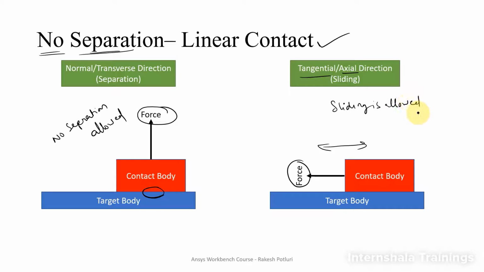So the difference between no separation and bonded contact is that in both the bonded contact as well as the no separation contact, we cannot separate the 2 bodies. But in bonded contact, we cannot slide the body. Here we can allow the body to slide over each other. In specific cases, we are also going to use the no separation contact. But in most cases of linear analysis, we will go for bonded contact. And remember, the automatic contacts that will be created by ANSYS Workbench by default will be of bonded type. You have to manually change them to other types if you want to change them.